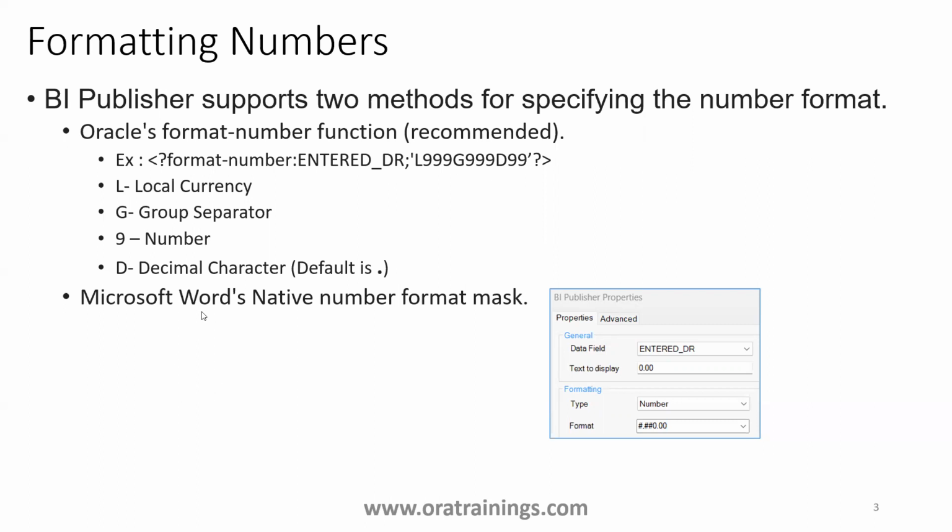And if you want to format the number using Microsoft Word, you just need to click on the XML element and select the BI Publisher properties, and here in the formatting you have to select number and select the appropriate format mask in MS Word. This is how we format a number.